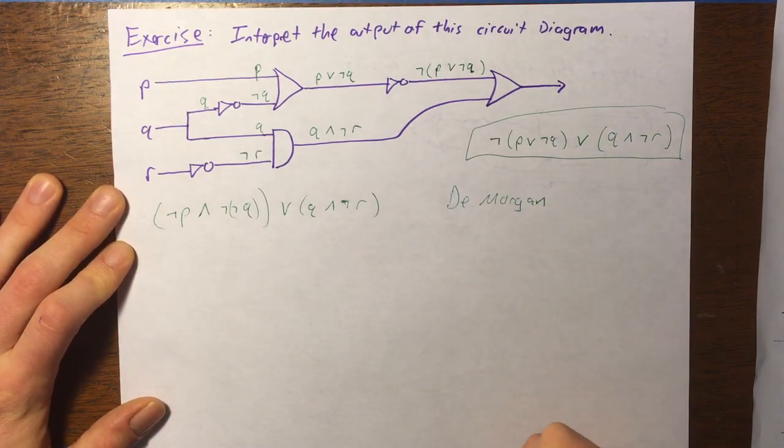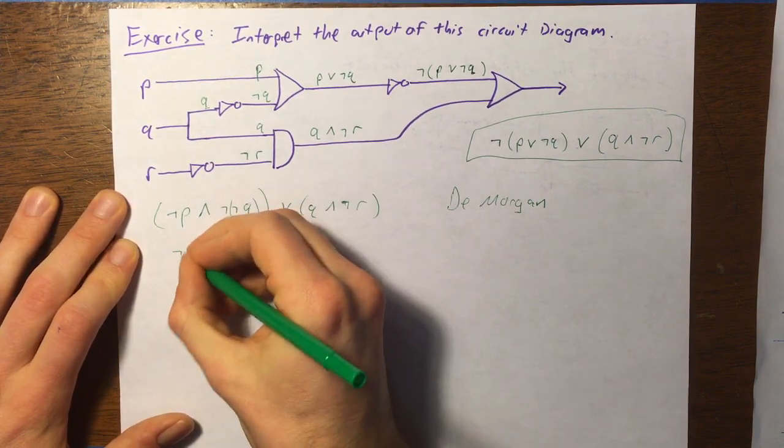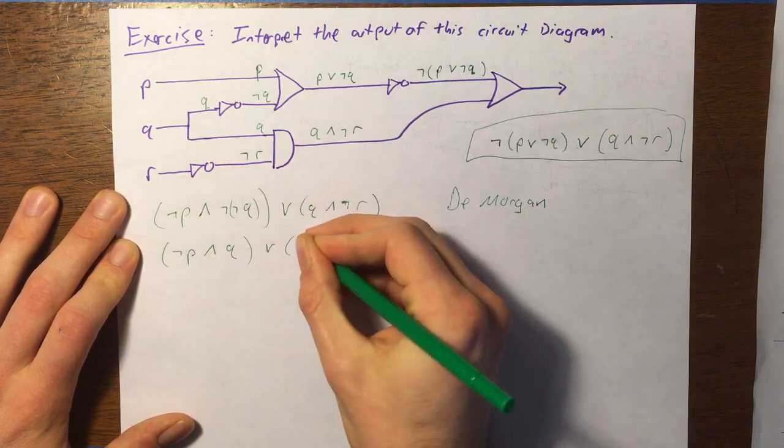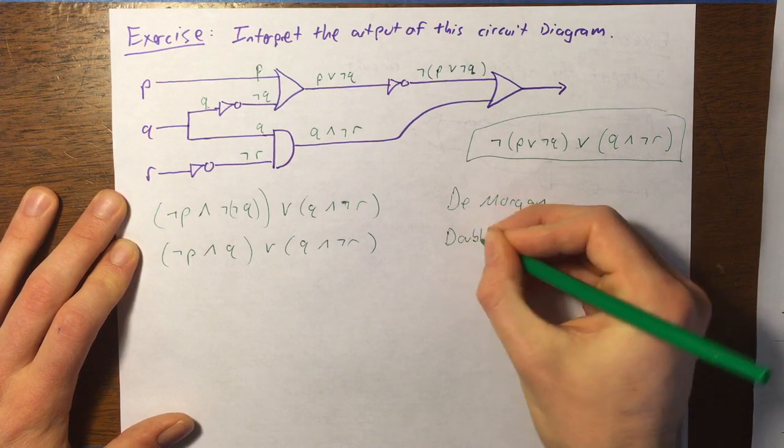What's next? So now the double negative, we can go ahead and do that. So we have not P and Q, okay? And then we have or Q and not R. That's by double negative.